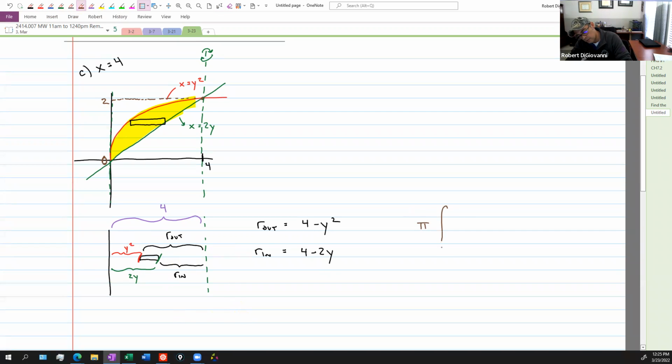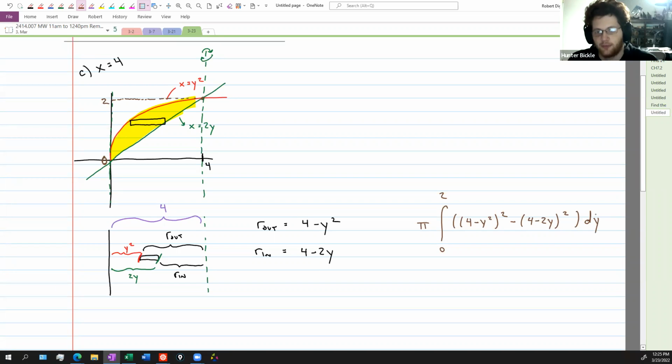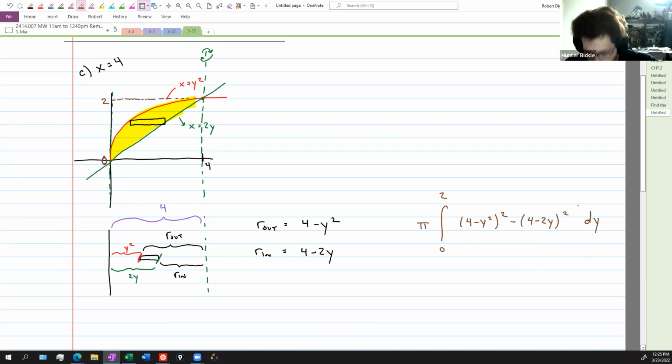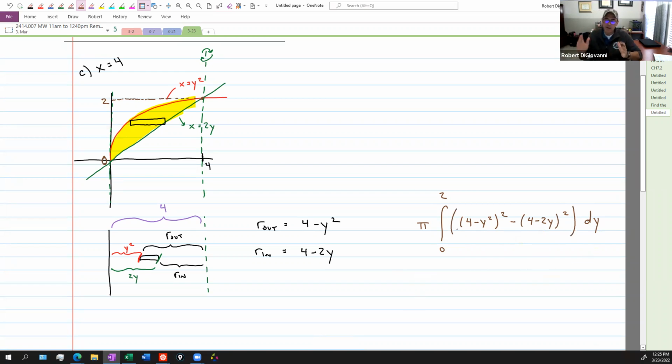Pi integral 0 to 2. Outer radius squared minus inner radius squared dy. Does it need the secondary set of parentheses, since the pi's on the outside now? It's kind of implied that this is all together in one integral, but it's not wrong to have them. I would have them, just to be safe.